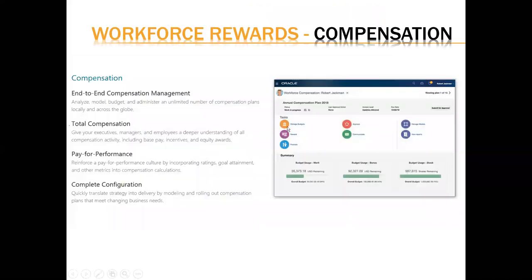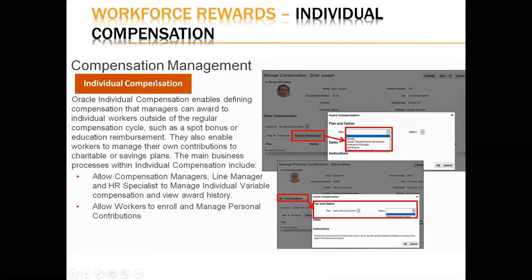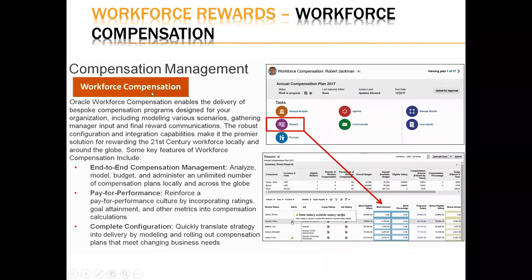This compensation is used to do end-to-end compensation management, where they can pay for performance and also handle base compensation, which talks about salary. What are the salary components here? What are the salary differences between last year and this year? And individual compensation is nothing but giving awards, severance packages, part bonus, like that. And workforce compensation talks about giving bonuses or stocks or additional stuff like that. So it all comes under workforce compensation.